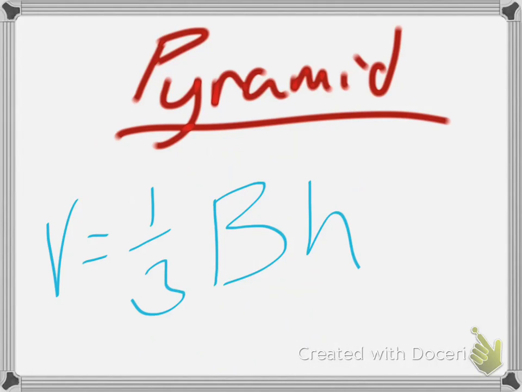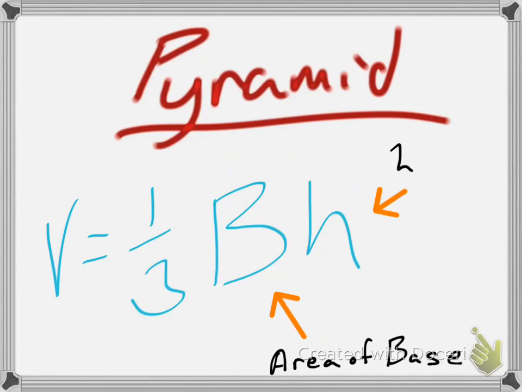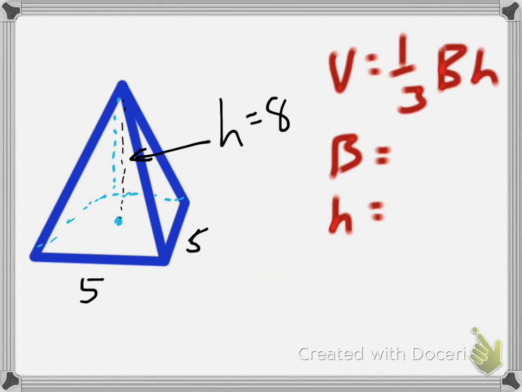B stands for area of the base. Let's crank that arrow down a little bit. This stands for area of the base. And of course, H stands for height, and you should already know that. So let's go on. Now here's an example, 1/3 BH.